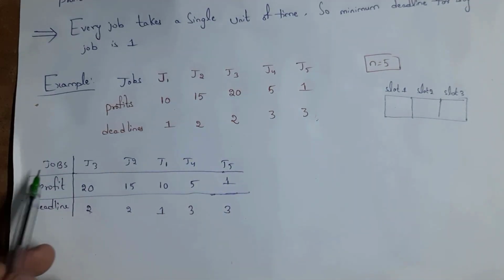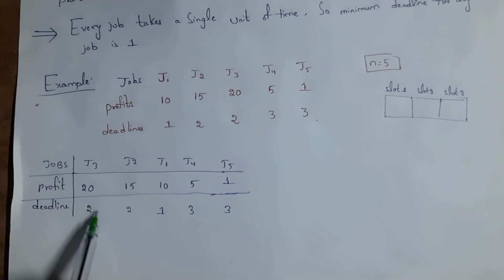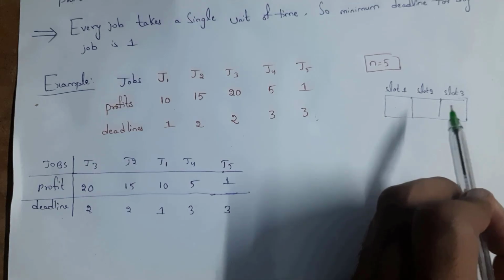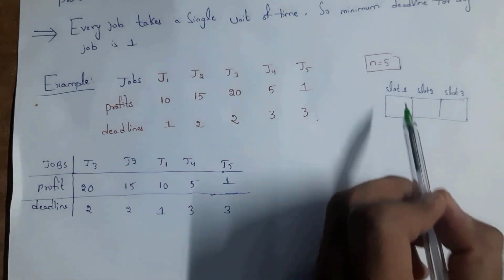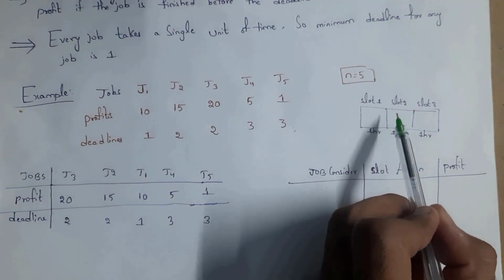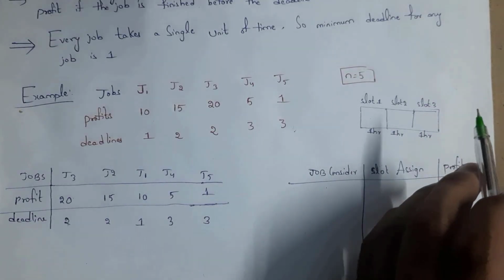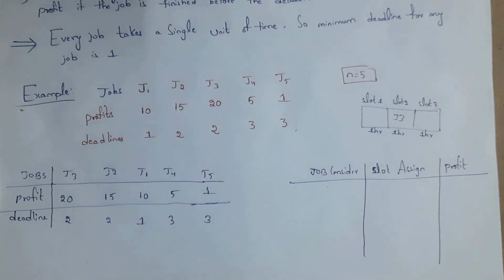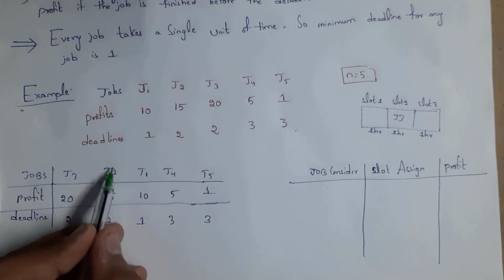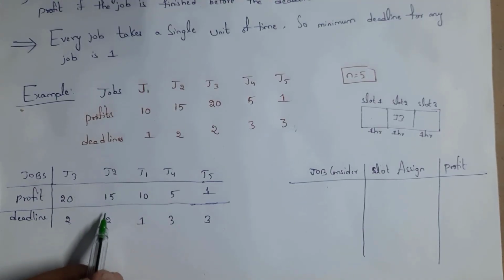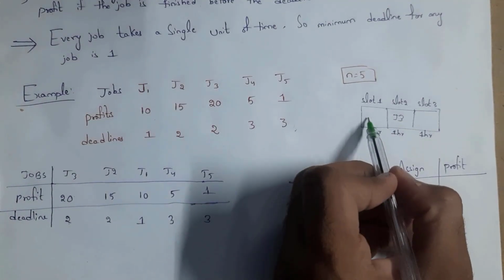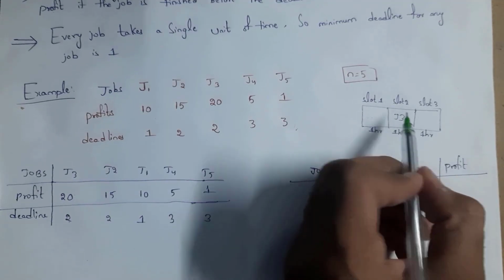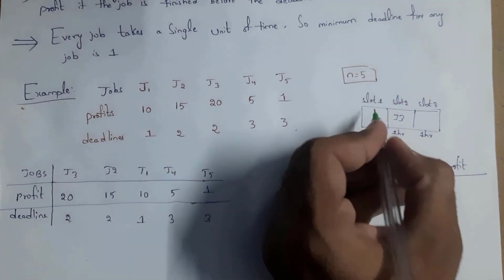From this table, for job J3, deadline is 2 hours. So I can place this J3 either in the first slot or in the second slot, because all these slots are empty. Whenever 2 slots are empty, try to place the job in the second slot. So I am placing J3 in the second slot. Similarly, job J2. For job J2, deadline is 2 hours. So I can place this in this slot or this slot, but this slot is already given to J3. So I am placing this job J2 in the first slot.